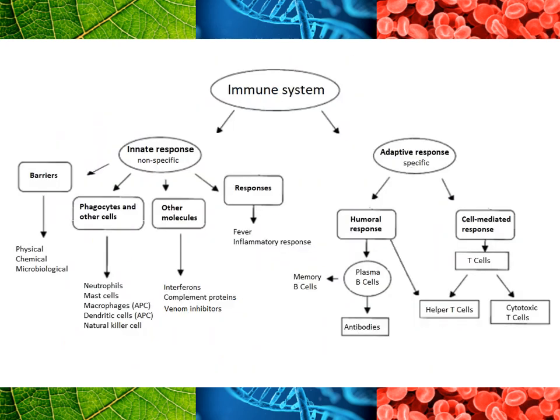So if you remember, we drew this flow chart, which is kind of everything that we're going to cover in this topic of the immune response. We've done barriers, we've looked at phagocytes and those other cells in the last lesson. And today we're going to look at these other molecules, and these two really important responses that our bodies go through as part of a non-specific response.